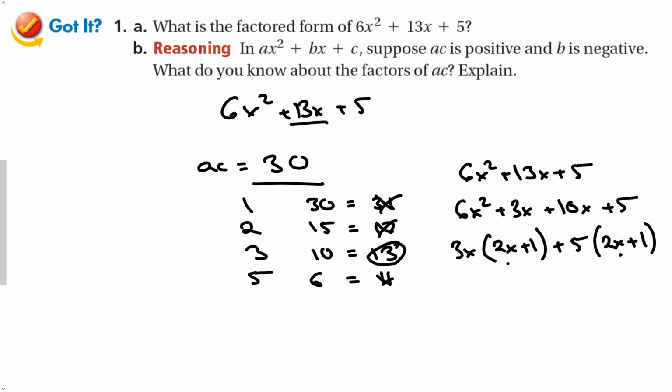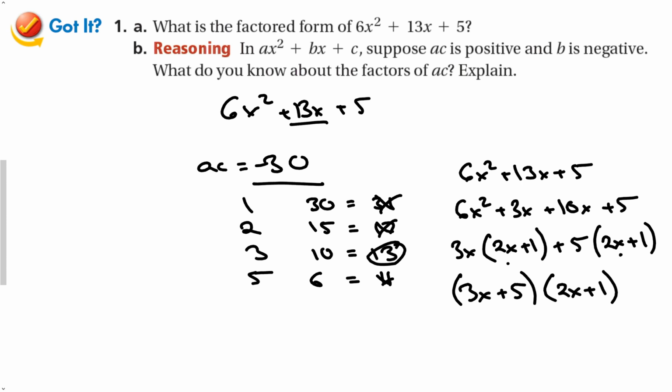So now I factor out the 2x plus 1, or collect the 3x plus 5 with the distributive property. Either way you want to think about it. And my answer becomes 3x plus 5 times 2x plus 1.